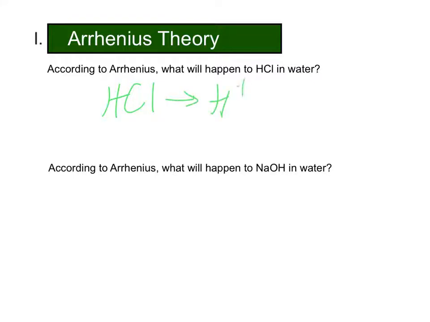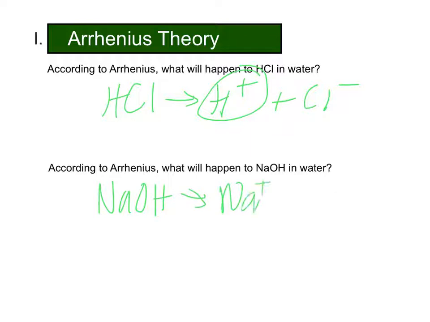If we put hydrochloric acid, a strong acid, in water, we would see dissociation and a lot of hydrogen ions. Same thing with sodium hydroxide. It would dissociate and split up, and we would see a high number of hydroxide ions, classifying this as a basic solution.